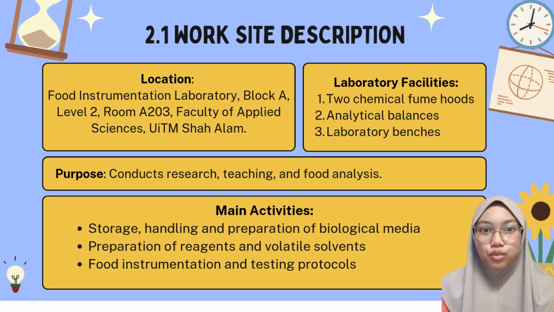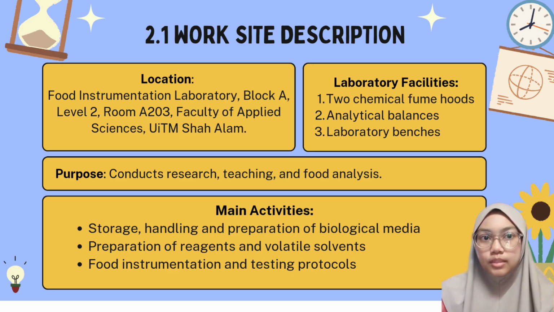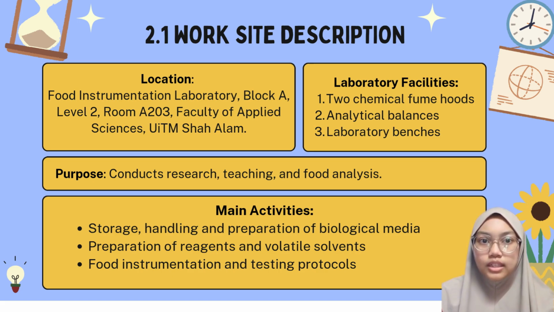Now, I will explain the work site description for our chemical health risk assessment. The assessment was conducted at the Food Instrumentation Laboratory, located in Block A, Level 2, Room A203, Faculty of Applied Science in UiTM Shah Alam. The main purpose of this laboratory is to support research, teaching, and food analysis. Students and laboratory personnel carry out practical experiments and analytical testing in the laboratory. The laboratory is equipped with several important facilities, including 2 chemical fume hoods, analytical balance, and laboratory benches. These facilities help ensure that chemicals are handled safely and accurately during laboratory work.